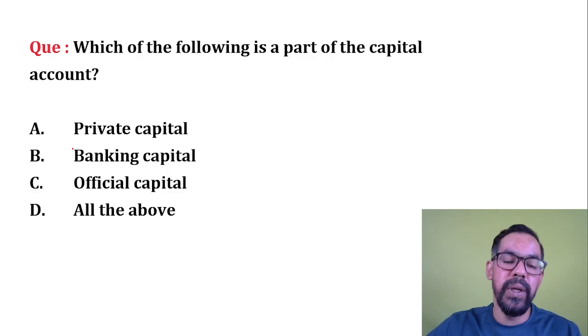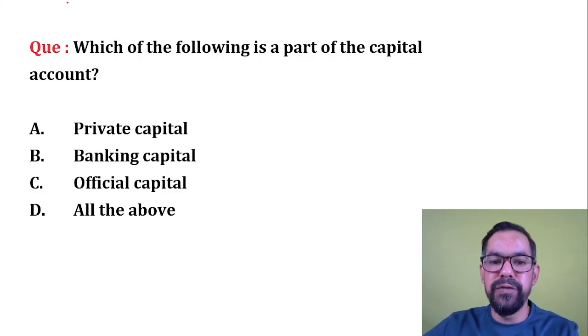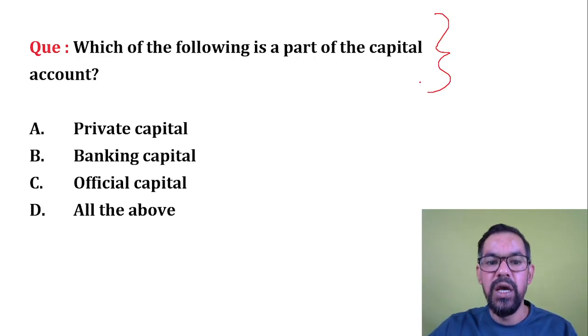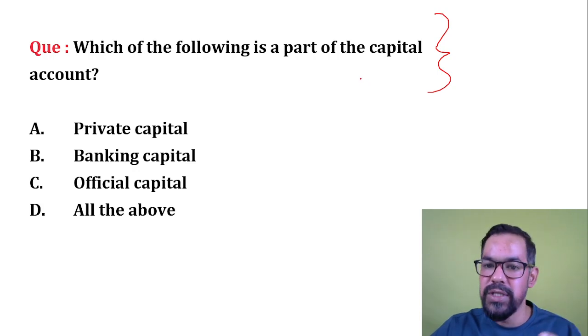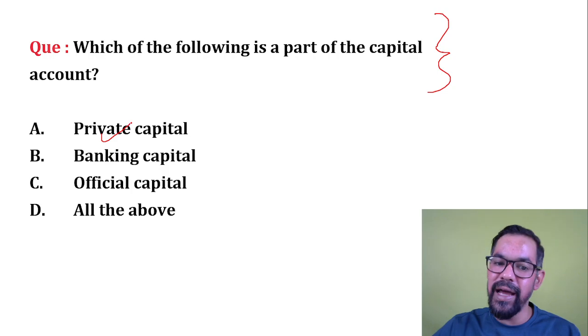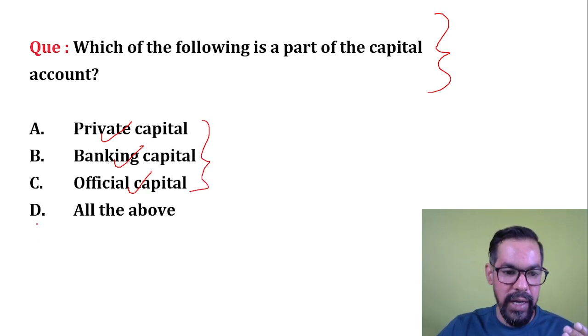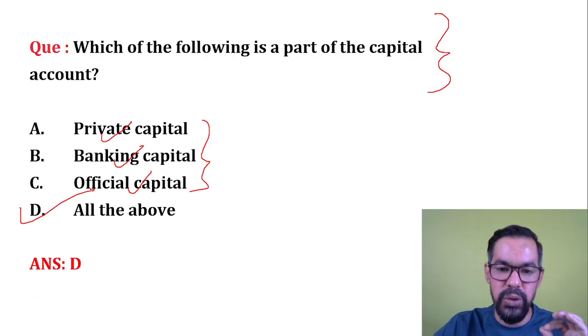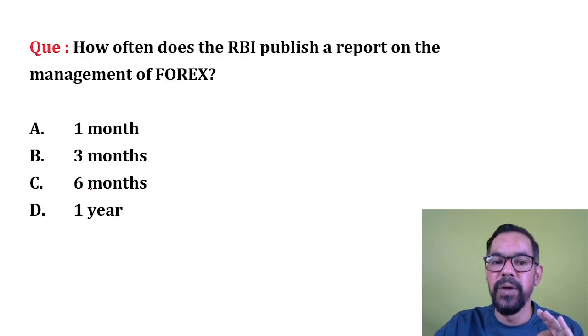Next one. Which of the following is part of capital account? The current account deals with goods and services only. Capital account deals with investment. It can be investment done by private entities, banking, or official means, meaning government involvement. So what will be your correct answer? All of the above will be the right answer for this question. So D is the correct answer in this case.